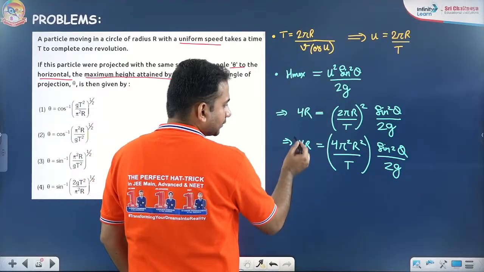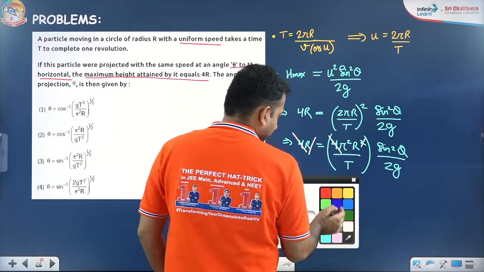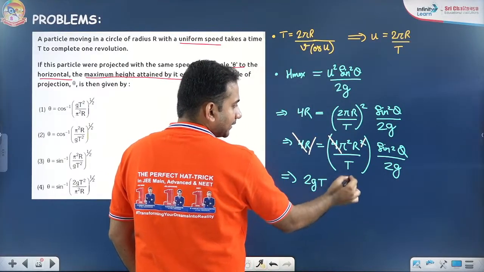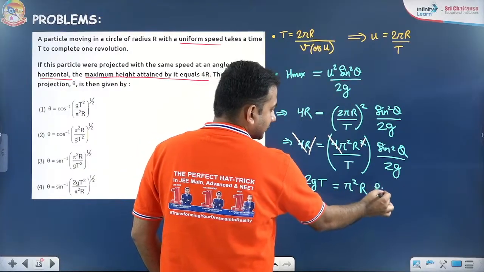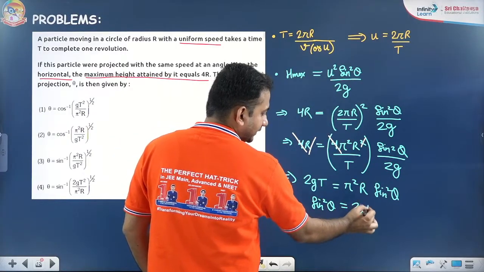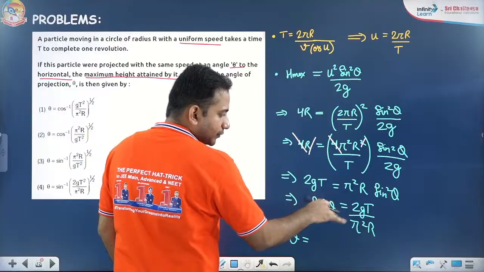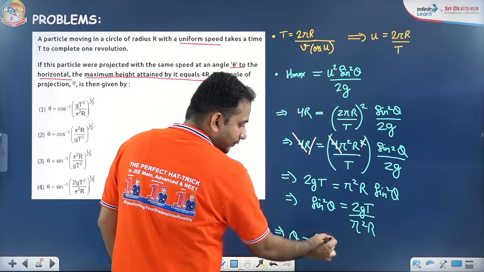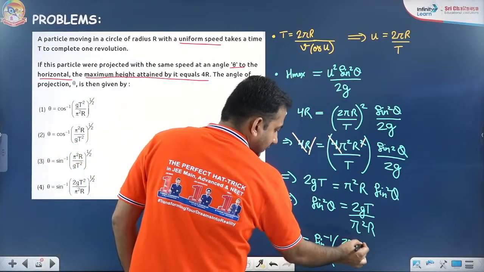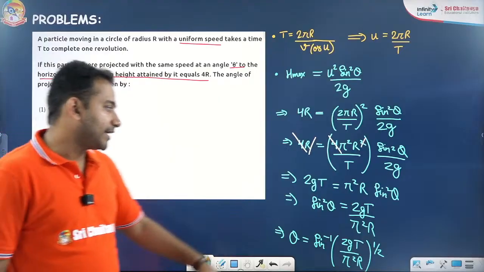What you can cancel over here: this 4 and 4 can be cancelled, and this r and single power r can be cancelled. So what did we get here? 2gt will be multiplied here, and that will be pi square r, and it is sine square theta, which means sine square theta will be equal to 2gt by pi square r, and hence theta will be equal to, first of all, I will take the root of it and then sine inverse. So sine inverse of (2gt by pi square r) whole to the power half.